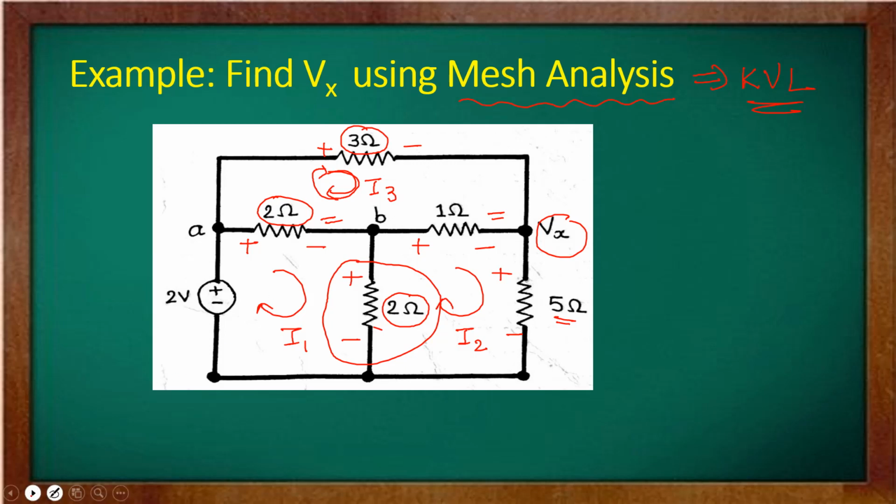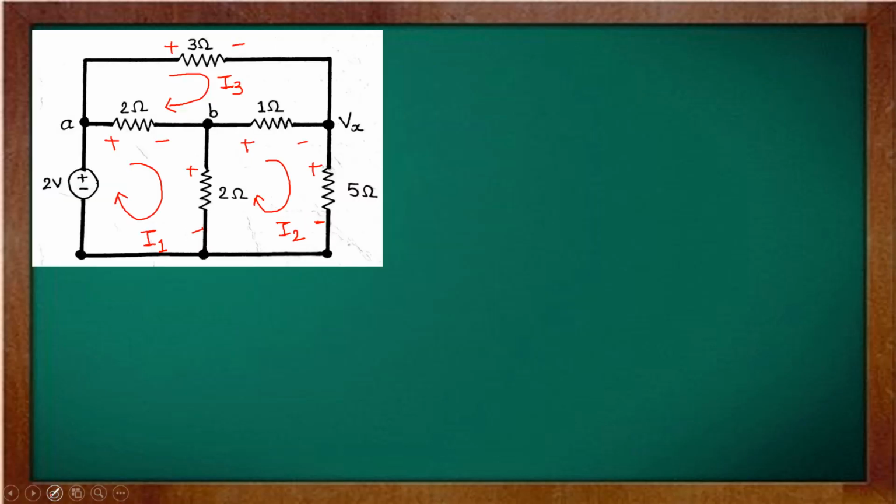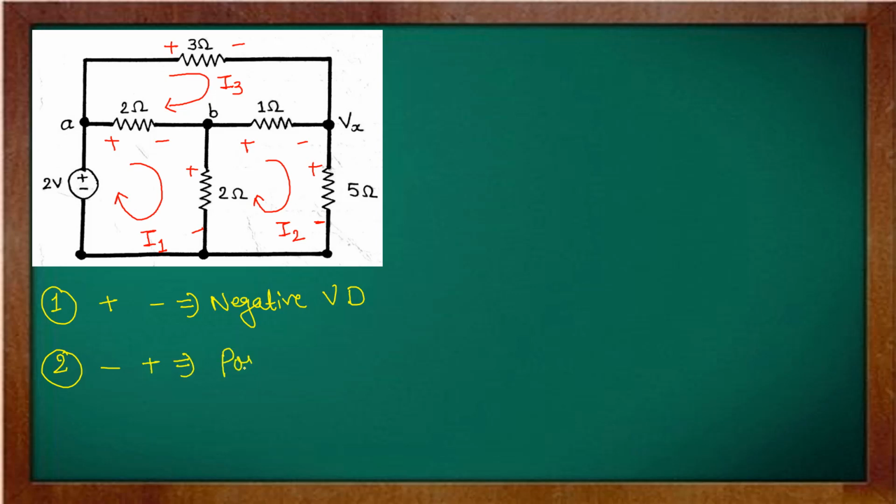Next, based on this polarity, we will write the voltage drop. For that, what will we consider? First, if the polarity is changing from positive to negative, we will consider that voltage drop as a negative voltage drop. Remember these points. Second, if the polarity is changing from negative to positive, we will consider that voltage drop as a positive voltage drop. Now using these two facts, let's write the equation for loop I1.